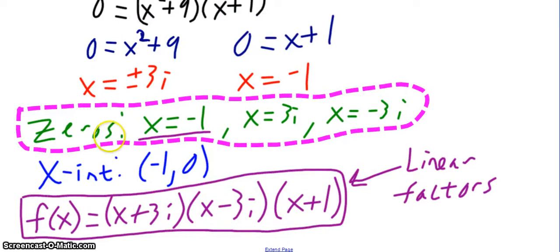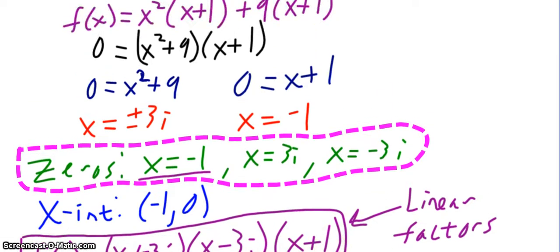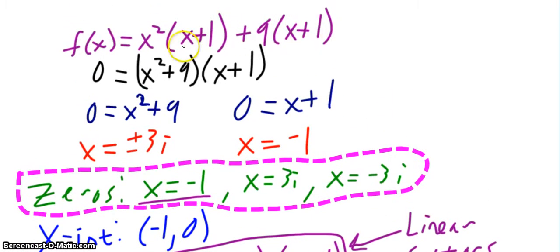Okay, so we should end up with all of the zeros, or the zeros, are x equals negative 1, x equals 3i, and x equals negative 3i. The x-intercept then is the real zero, which is negative 1 comma 0. And then the linear factored form, or completely factored form, is f of x equals x plus 3i times x minus 3i times x plus 1. I found the zeros in this case by just factoring. I factored by grouping. You could have done synthetic or long division. You could have used the calculator. There are many ways to find the zeros.